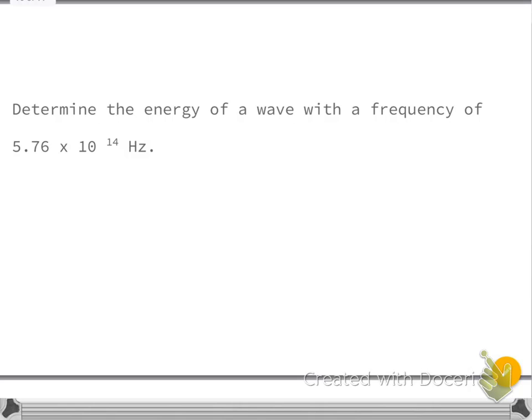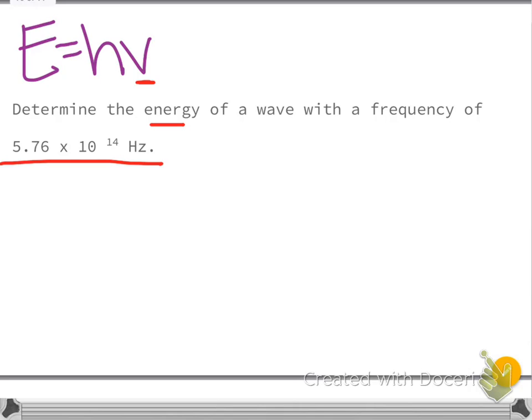So here's another problem for you. Determine the energy of a wave with a frequency of 5.76 times 10 to the 14th hertz. So remember what I said. Anytime you see energy, you're probably using this equation first. Okay, so that should give you a hint that you are going to have to use this equation at some point. So we're looking for the energy, and we are given the frequency. So we know this part. We're looking for this. And if you remember back to that constants page, this is Planck's constant, which is a number that is always the same.